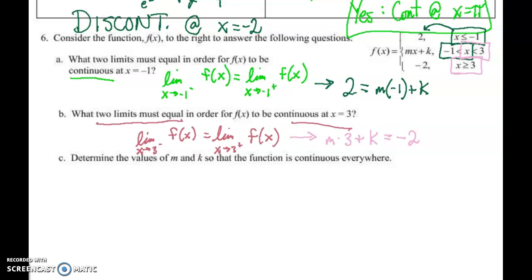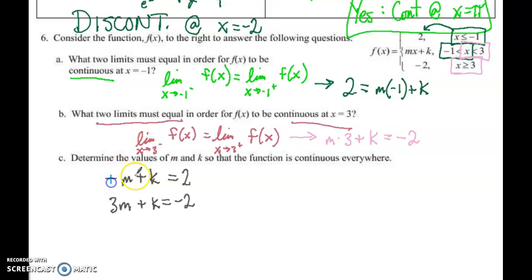So now that I've set up the problem perfectly, I just have two variables. I have two equations, and I'm looking at negative m plus k equals 2. And then my second equation, in pink here, 3m plus k must equal -2. And this is just algebra 1, which is why we make you learn algebra 1.